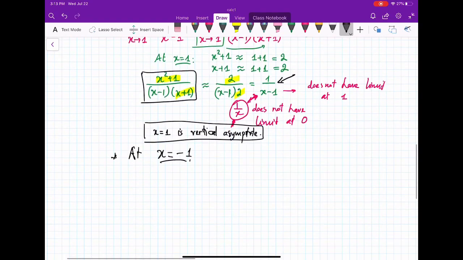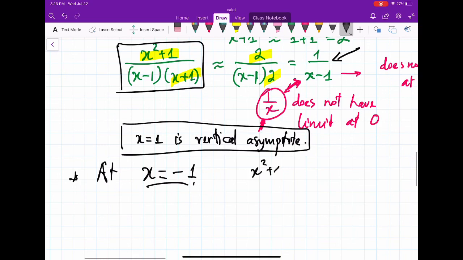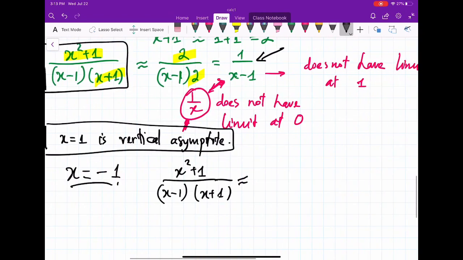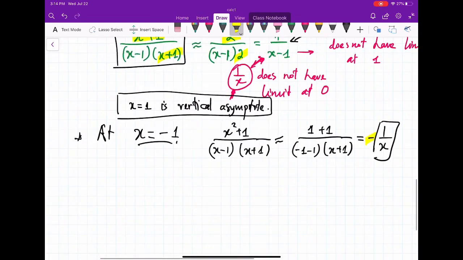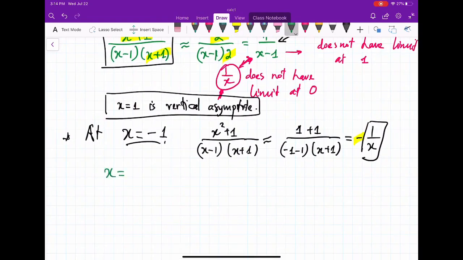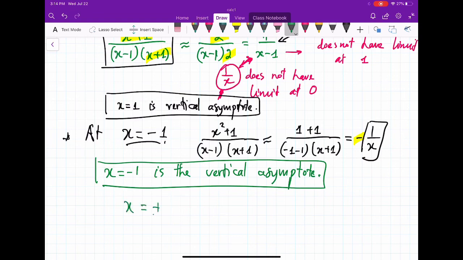Similarly, we can consider the point at x equal to -1. You do almost the same thing. At -1, you get (x squared plus 1) over (x minus 1)(x plus 1), which is similar to (1 plus 1) over (-1 minus 1)(x plus 1), and this is -1 over x plus 1. Again, the difference is only in the sign. So I can conclude right away that x equal to -1 is a vertical asymptote. That means the function has two vertical asymptotes, x equal to plus or minus 1.